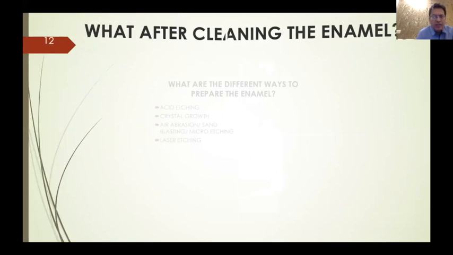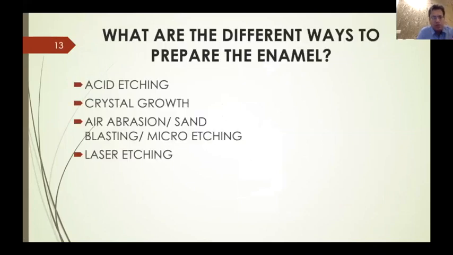So, what are the different ways to prepare enamel? This is what an examiner would ask you. There are known ways: acid etching, crystal growth, air abrasion or sandblasting, micro etching, or laser etching. So you have different ways of preparing the enamel surface. We'll go into acid etching last. Let's start off with each method.